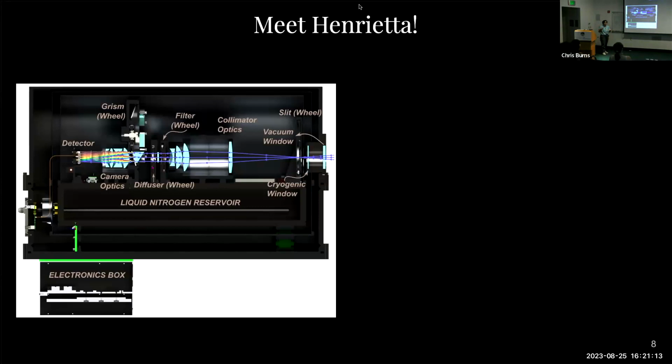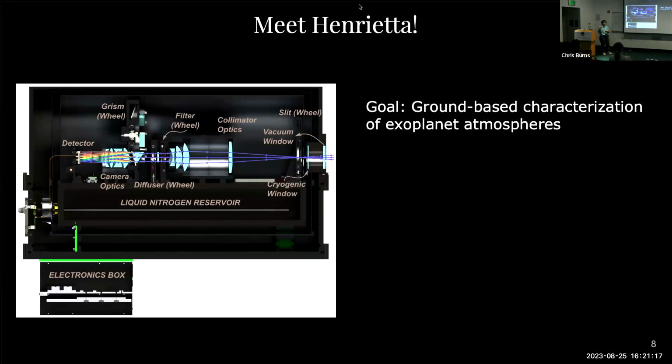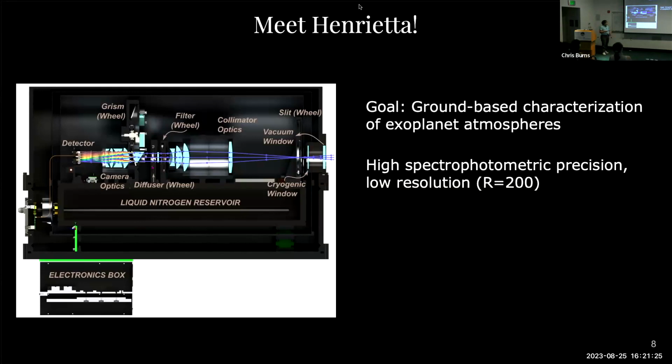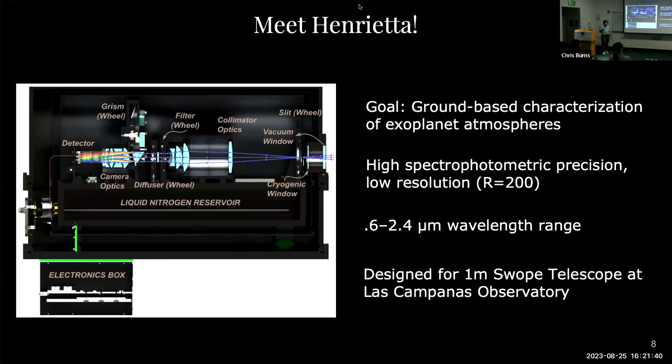And this is where Henrietta comes in. It is a new near-infrared spectrograph whose goal is specifically to characterize exo-atmospheres from ground-based telescopes. As Nee mentioned, it is a high spectrophotometric precision, low resolution instrument with a resolving power of about 200. It covers a really wide wavelength range from 0.6 to 2.4 microns. And it's being designed for the 1 meter telescope at Las Campanas Observatory.